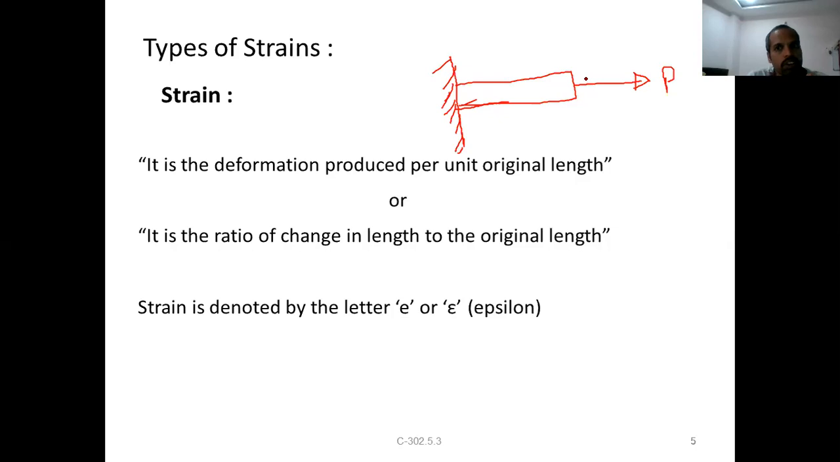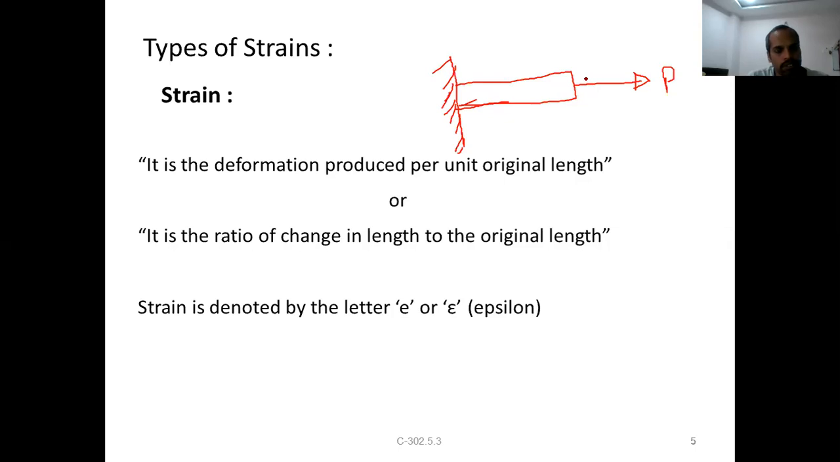The force will try to deform the body, right? So against this deformation, the member will try to resist and develop some internal resistance. The member or body develops some internal resistance, nothing but internally developed resistance is induced in the member against this deformation, right?